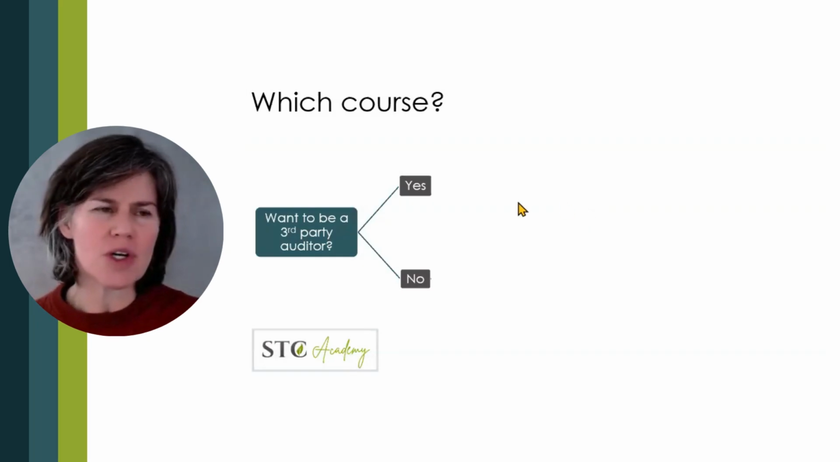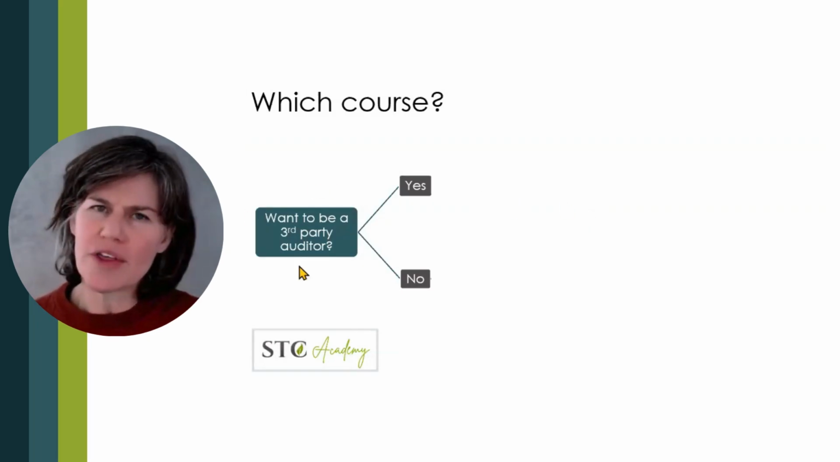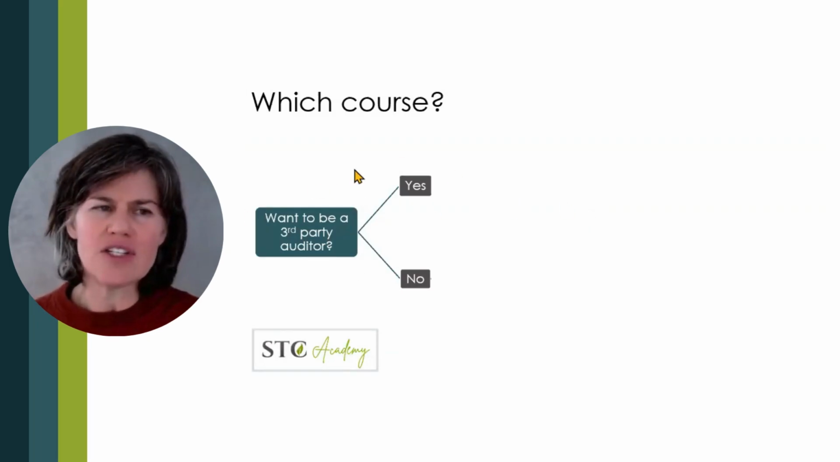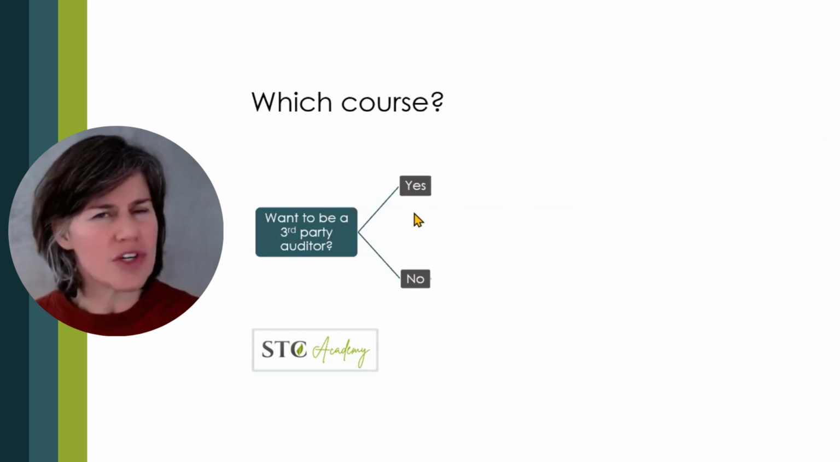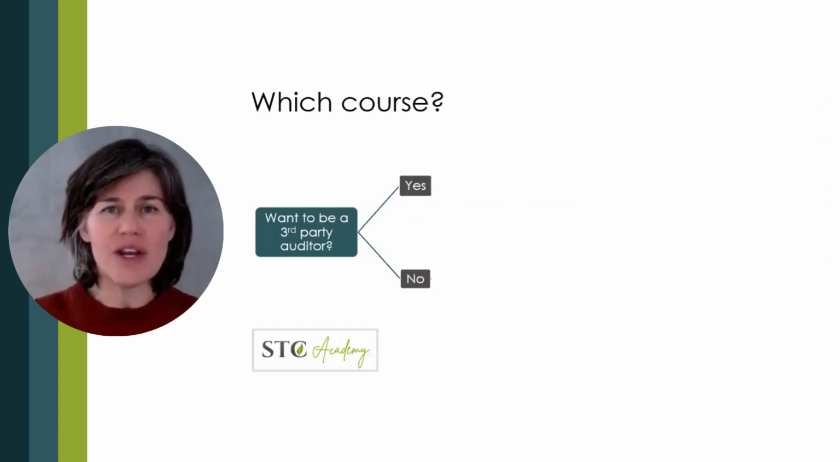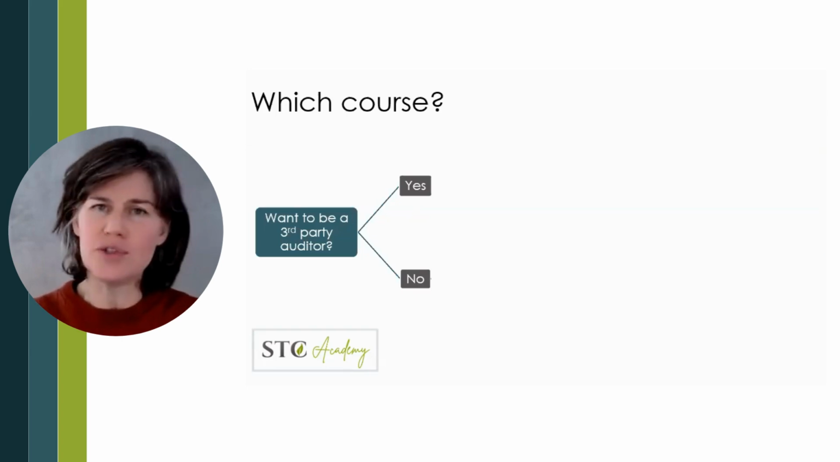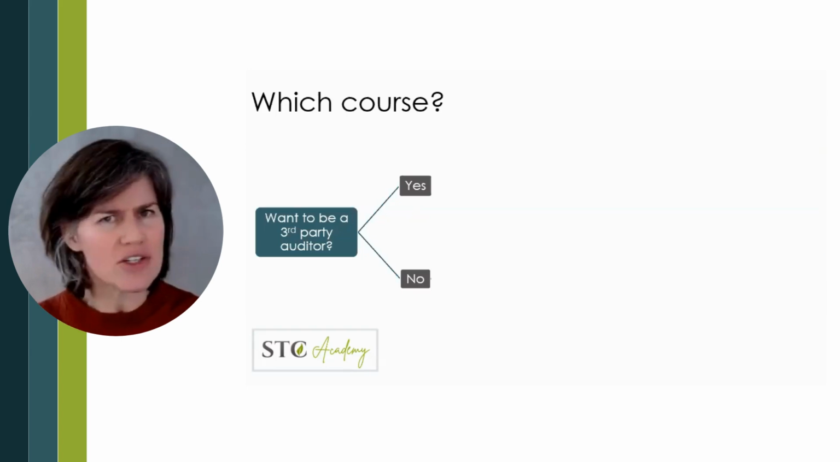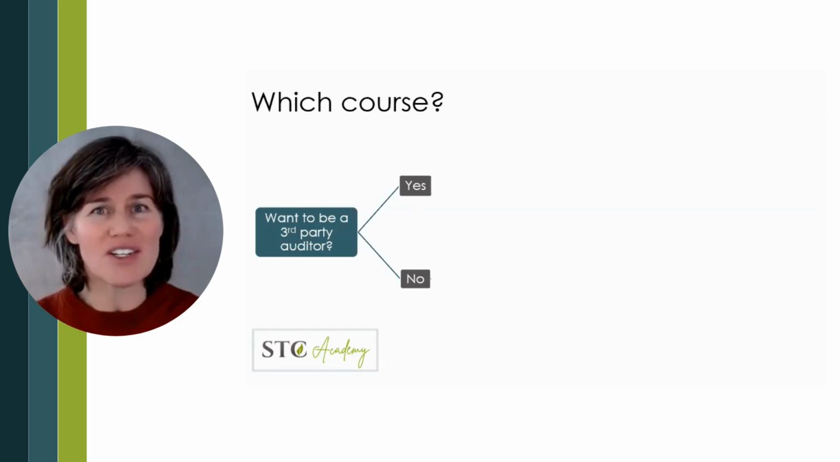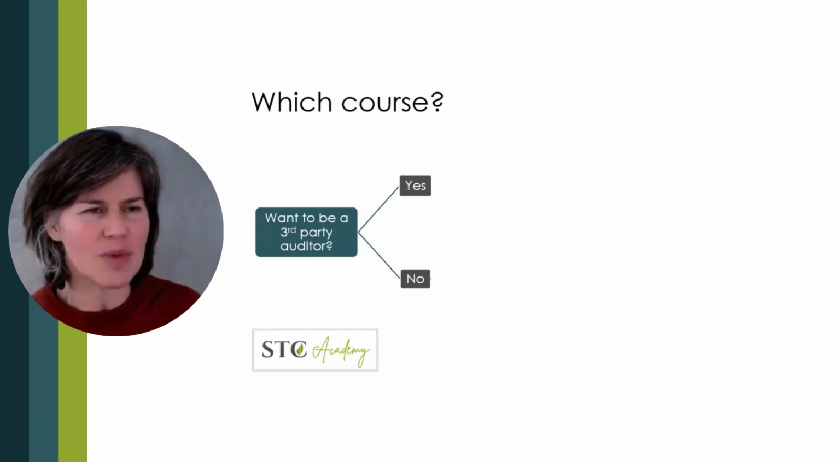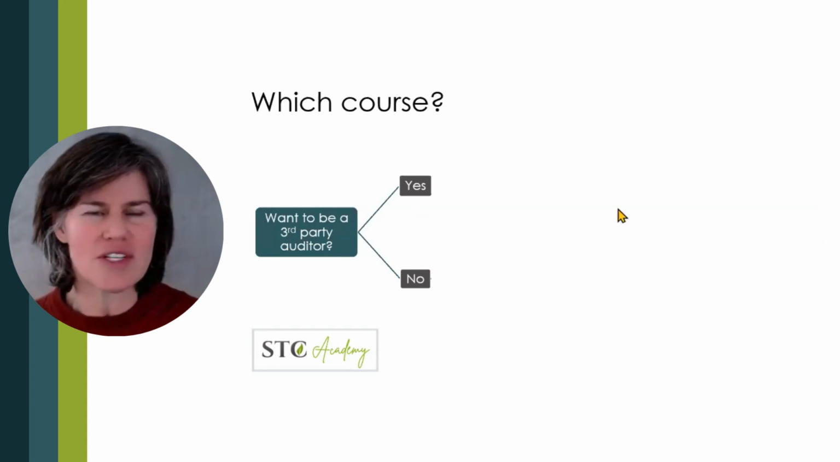So the first question you want to ask yourself is, do you want to be a third-party auditor? If the answer is yes, that means you want to work for a certification body and go to various manufacturing sites and audit against your particular standard, be it the food, packaging, storage and distribution, agents or brokers or consumer products BRC standards. All right, we primarily work with the BRC standards, so we'll focus on those in this video.